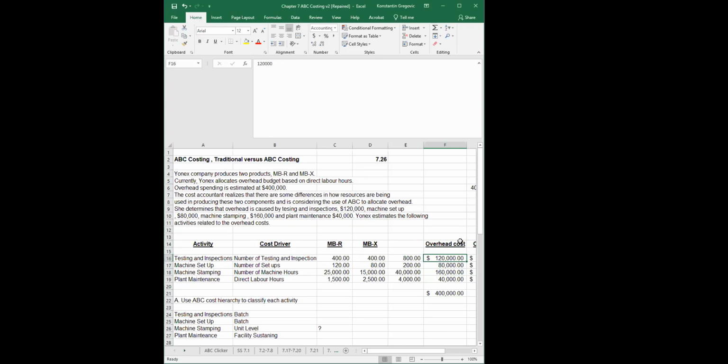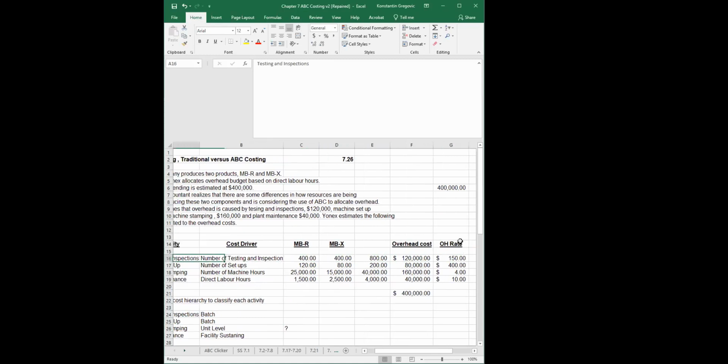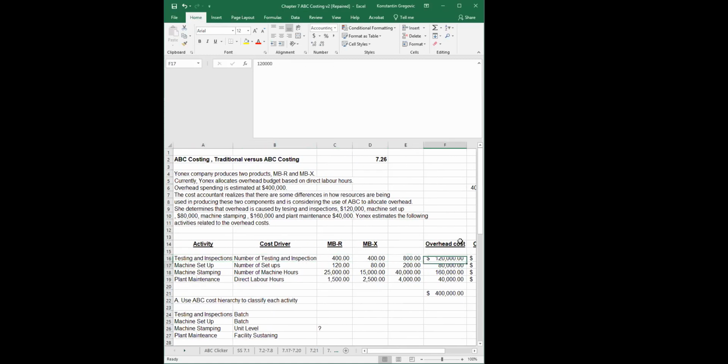Who can give me the overhead rate for testing and inspections? You guys should be experts. Get those calculators out. Is it 150? Let's check. Good. 150. Awesome. Machine setup, overhead rate. Who's got an overhead rate? Machine setup.